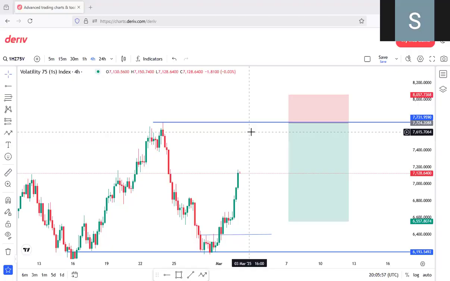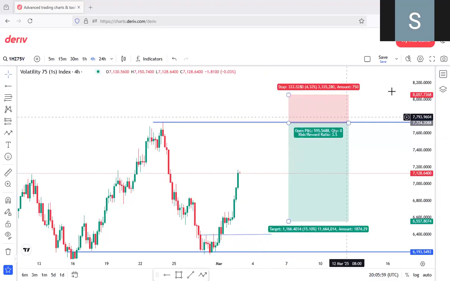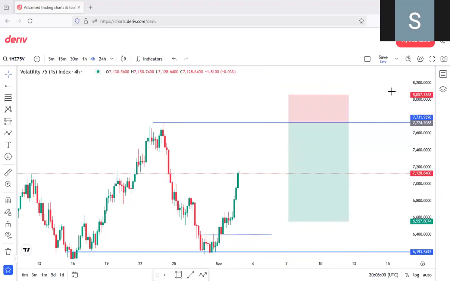So we are not being stingy here, right? We are not being stingy here. So we have to flow along with the price. Whatever price is showing us, that is what we are going to flow along. Okay.